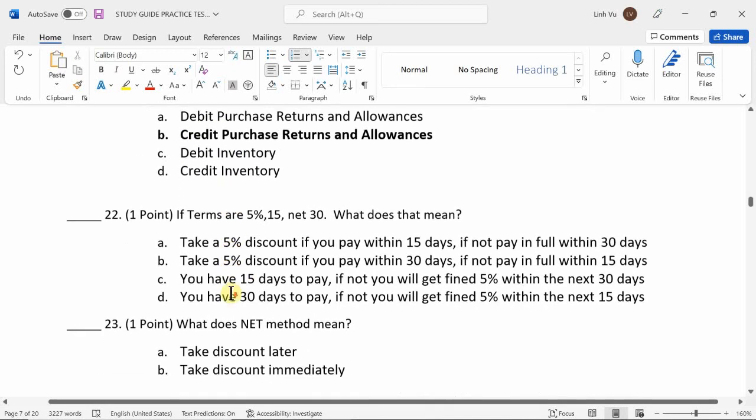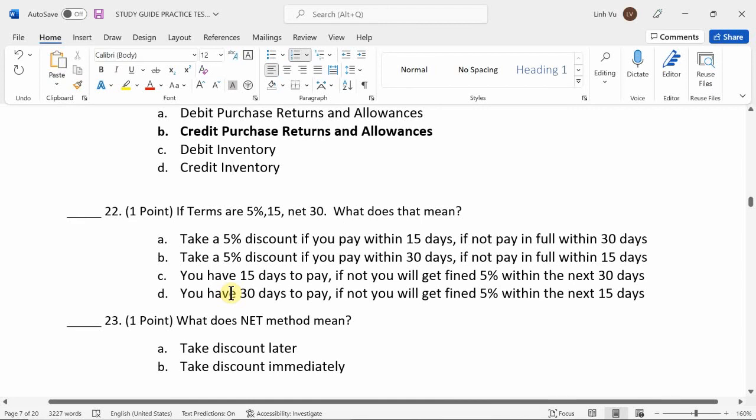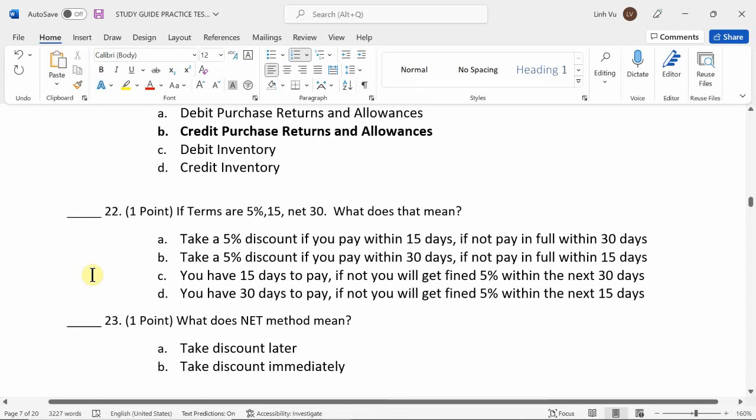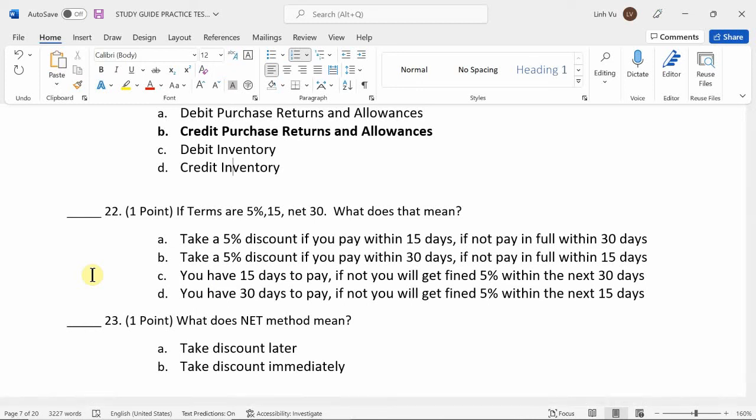Okay. Number 22, if terms are 5%, 15, net 30, what does that mean? I'm gonna shut up for a little while. All right, so what does terms mean if 5%, 15, net 30?